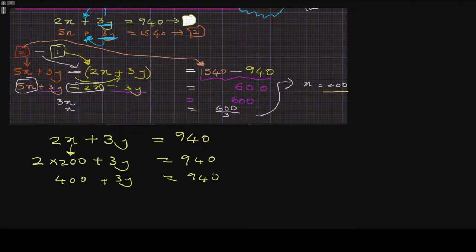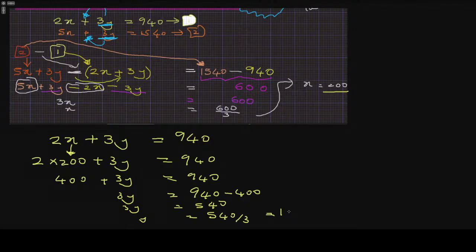So 3y equals 940 minus 400. So 3y is equal to 540. So y is equal to 540 divided by 3. So y equals 180. Alright, now let's try the summary. X equals 200. Y equals 180.